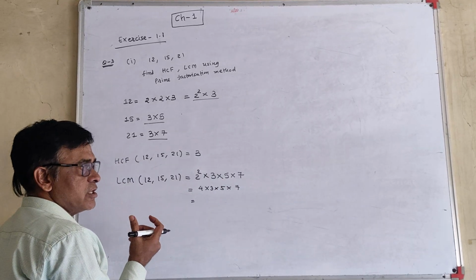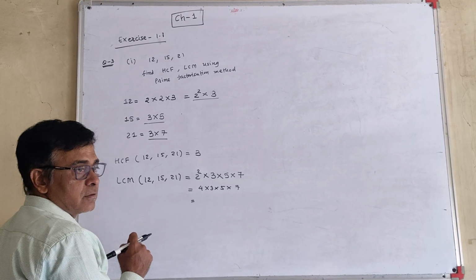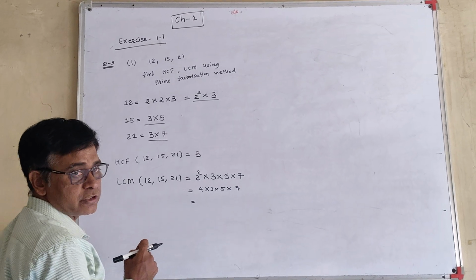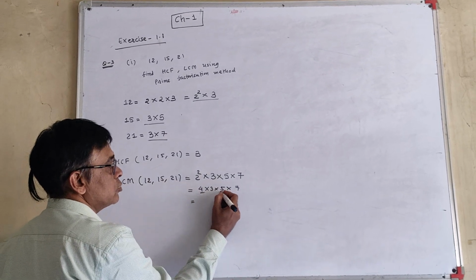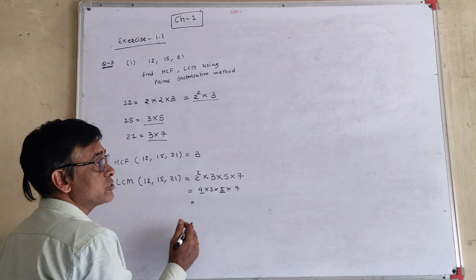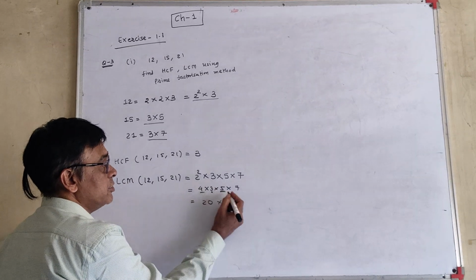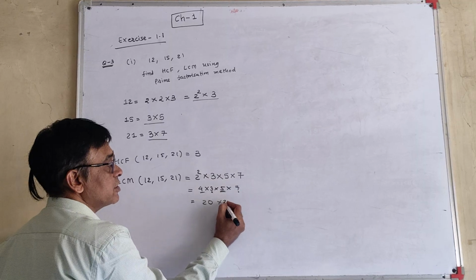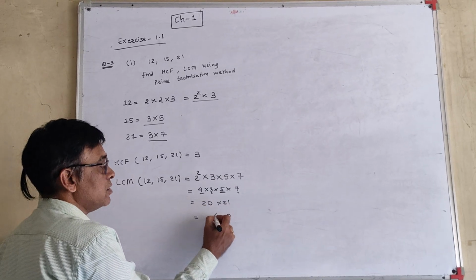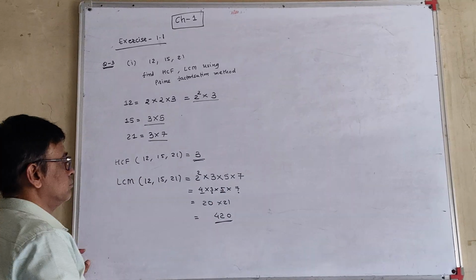Multiply in such a way that the unit digit of your answer is 0. So you should multiply 4 and 5 first, because 4 5s are 20, where the unit digit is 0. Then 3 and 7 multiply, 3 7s are 21. So 0 is as it is, 21 2s are 42. So this is your LCM.